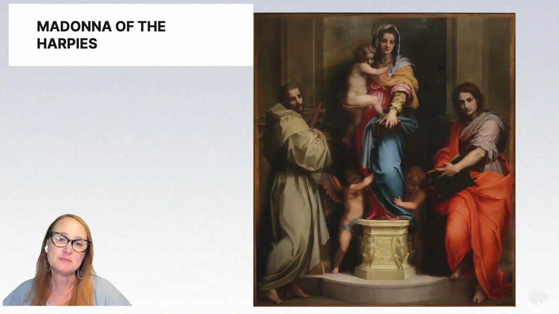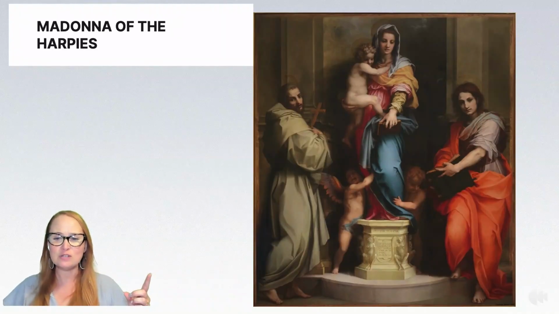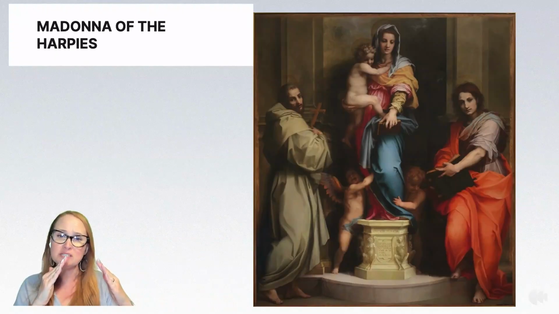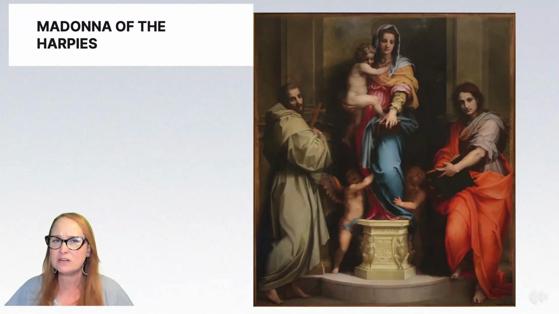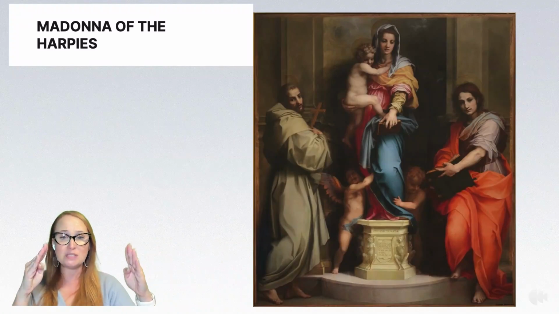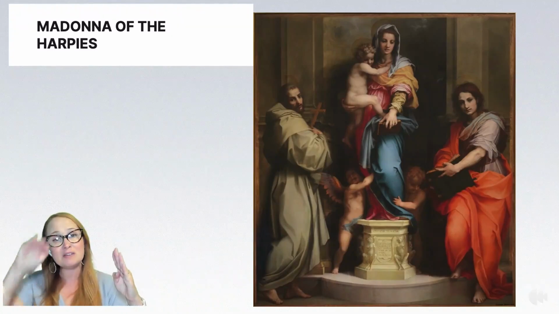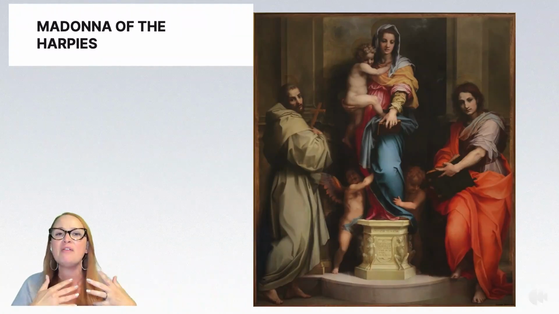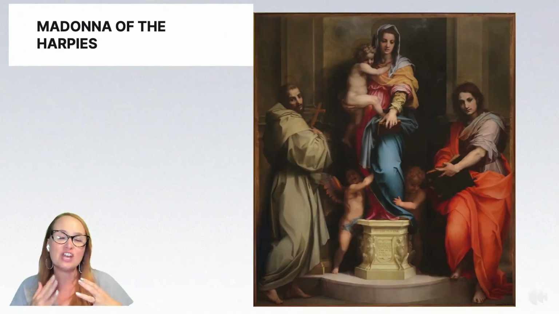The work we're going to explore by Andrea del Sarto is Madonna of the Harpies. There are a couple of things I want you to look at in this piece. The Madonna is on a pedestal. If you look, you notice there's something underneath her and she's standing up. There are two putti beside her, a really common thing you're going to see in a lot of Renaissance work. And then two saints flank her, forming a nice triangle.